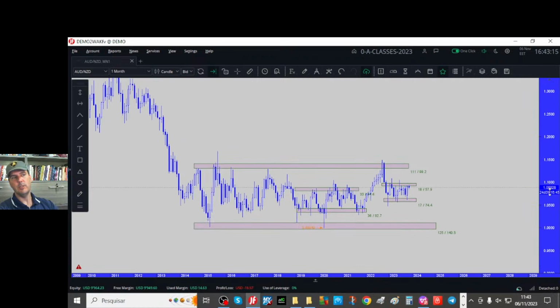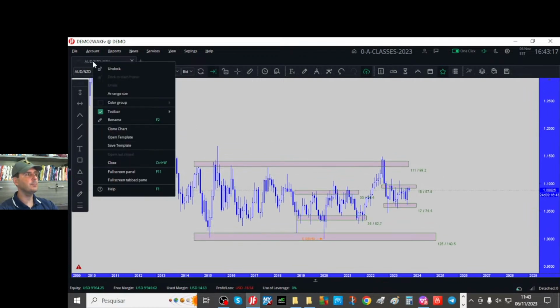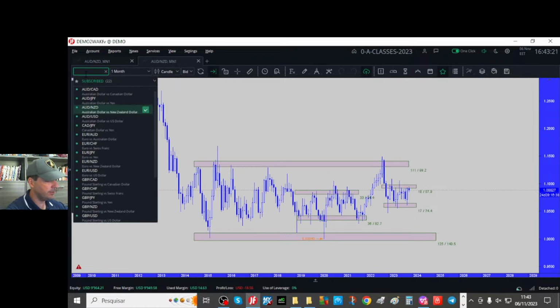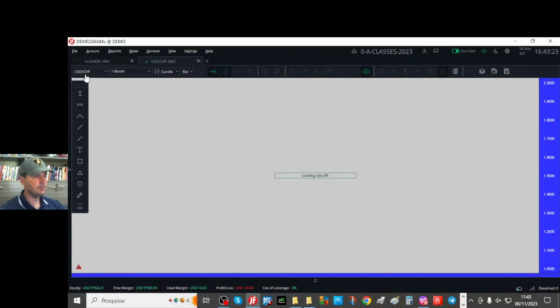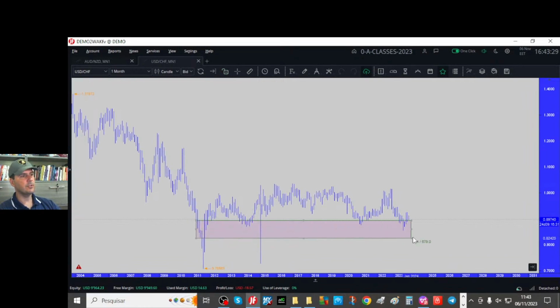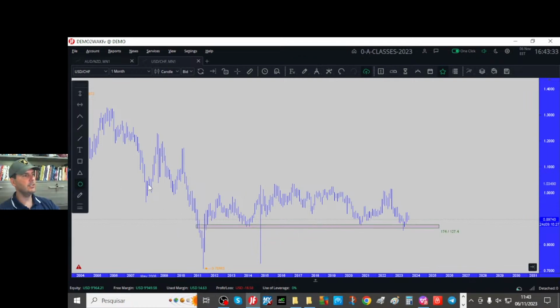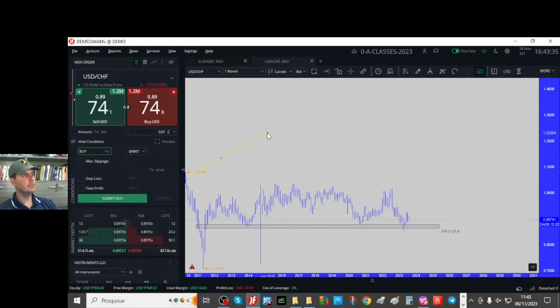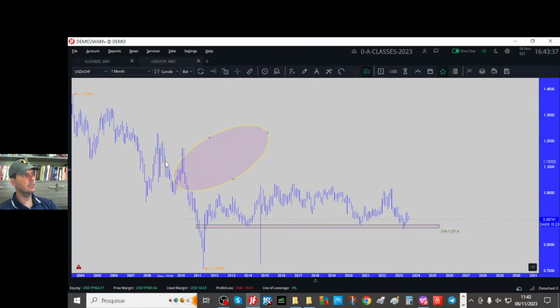And you have USD CHF to partner up, and give us a clone chart. USD CHF monthly chart. Similar story. It's locked in consolidation. Not this one. Not this one. So this is the upper.